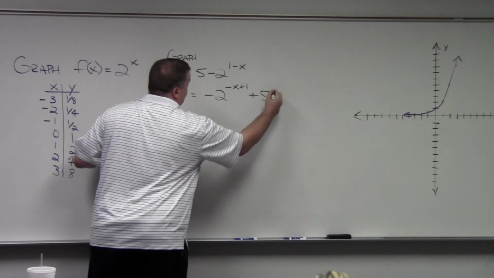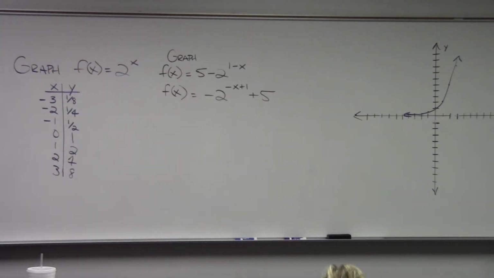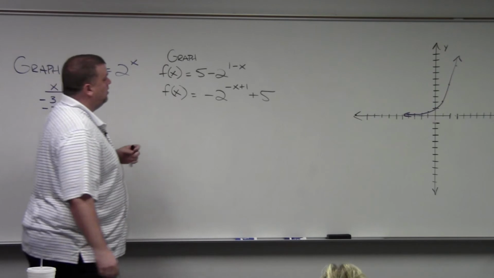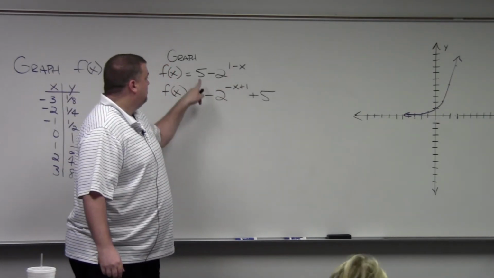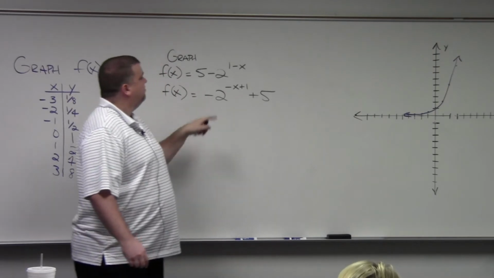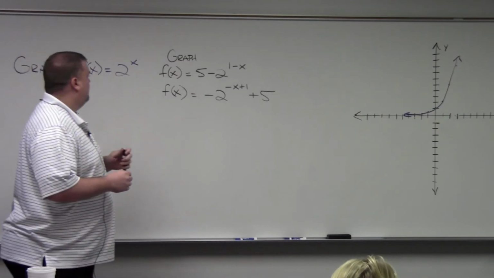So let's rewrite it. Does that mean the same thing? Did I change anything except the order? No, still have a negative x. Still a positive 1. That's still a positive 5. That's still a negative in front of our base of 2. So what is going on in this one?